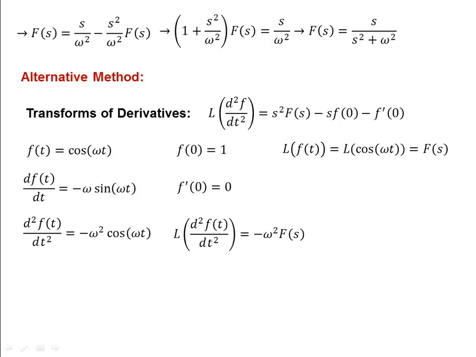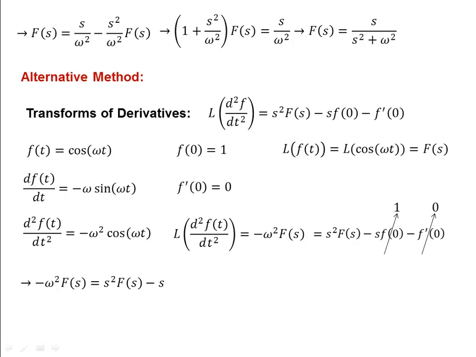From another hand, I know from the theory of the derivatives that the Laplace of the second derivative of a function is given by this relation. So if I equate this to s square F(s) minus s f(0) minus f prime(0), and since f(0) is 1 and f prime(0) is 0, if I substitute the values and rearrange, I will have minus omega square F(s) equal to s square F(s) minus s.